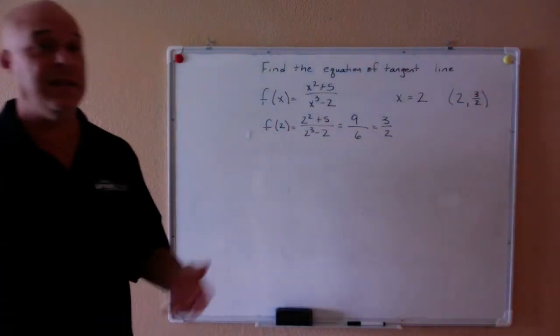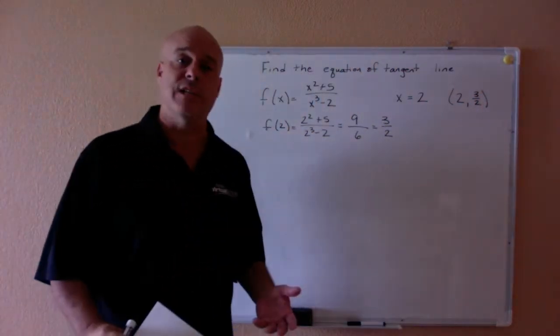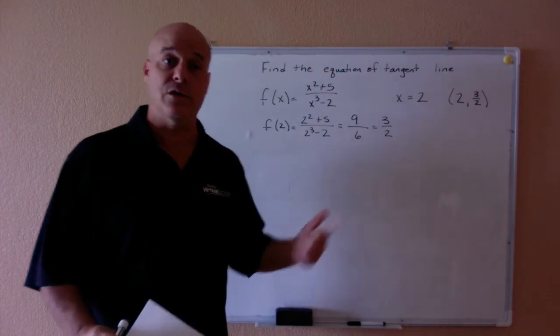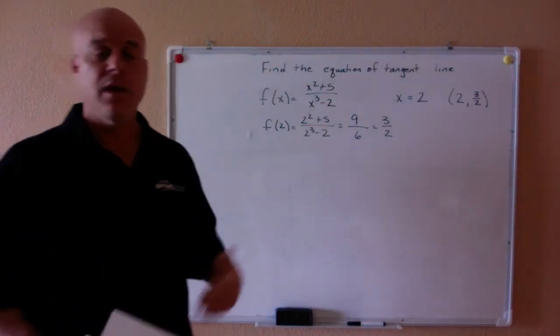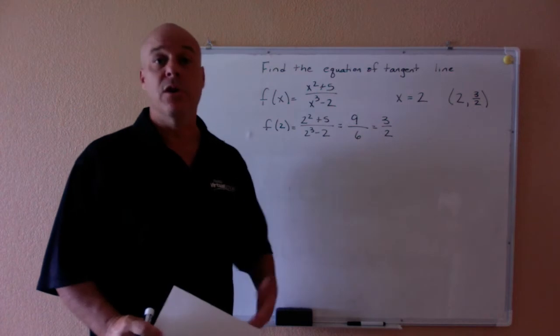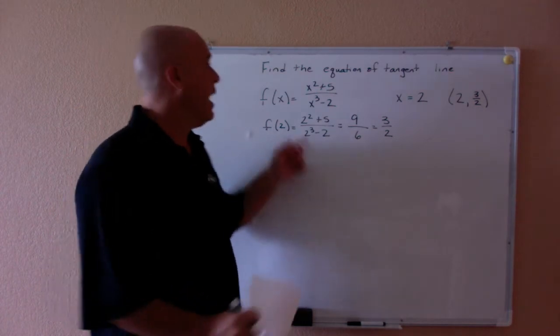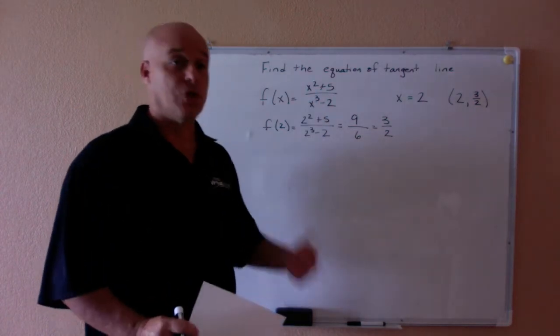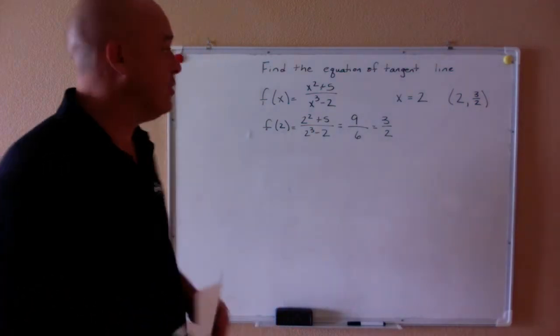Now remember, we need the equation of a tangent line. To find the equation of a tangent line, I need two things. I need a point and a slope. Now I have my point. The other thing that I have to find is the slope of the tangent line at x equals 2. The slope of the tangent line is found by taking the derivative.